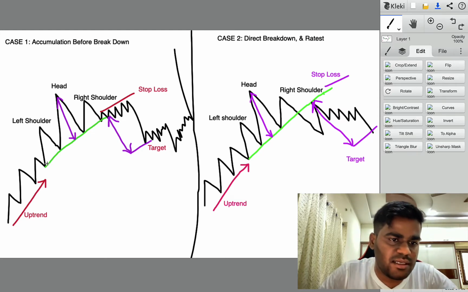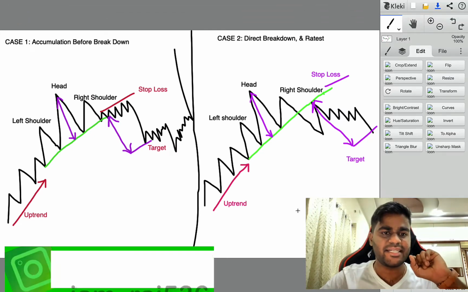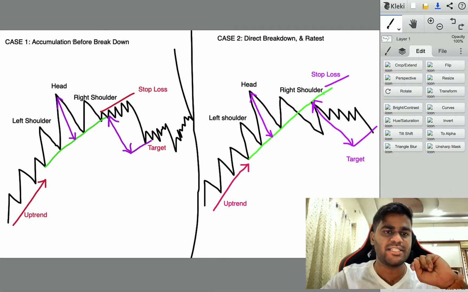So this is the left shoulder, this is the head, this is the right shoulder. If you see this pattern, be ready to take a trade. Whenever I see this head and shoulder pattern in a trending stock, I'll take the trade based on two conditions. Case 1: accumulation before breakdown. Case 2: direct breakdown and retest. Let's first discuss the accumulation before breakdown case.